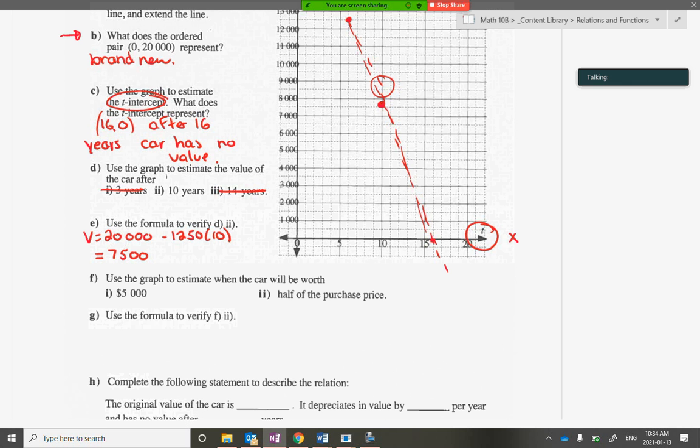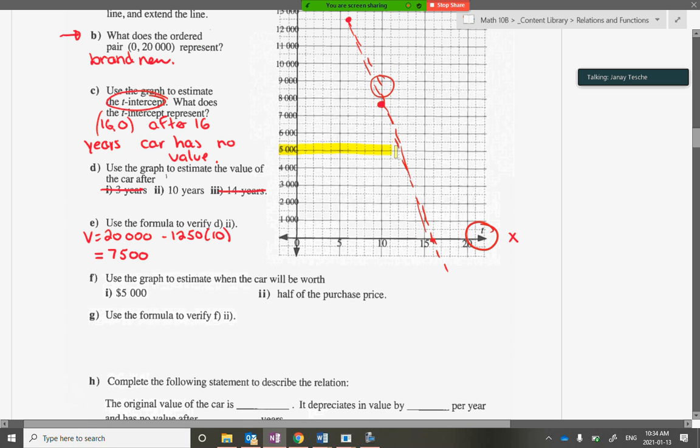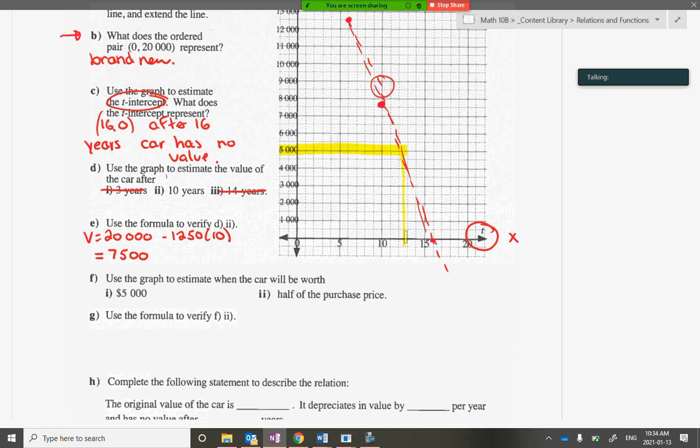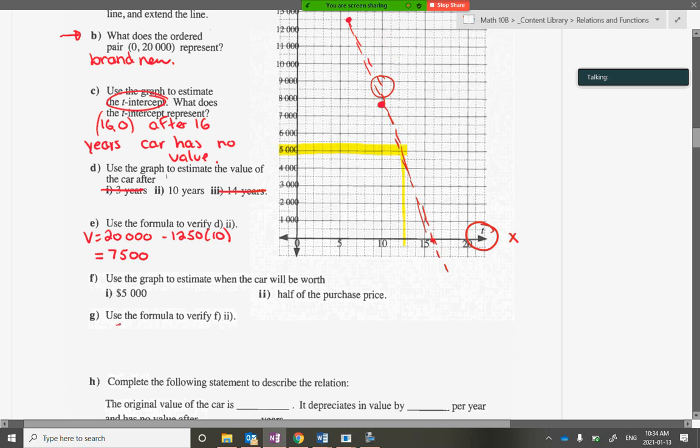On the flip side, we can use the graph to figure out when it's worth so much money. Say I want to sell my car when it's worth $5,000. I can go horizontally and see what my vertical is, to see after how many years my car will only be worth $5,000. Using my formula, I have to plug it into the V side. Then I would have 5,000 is equal to 20,000 minus 1,250 T.